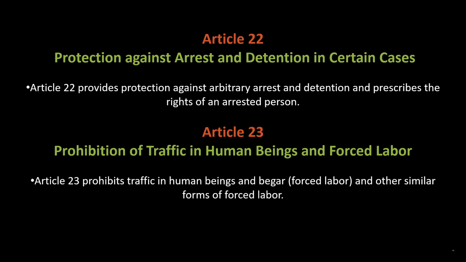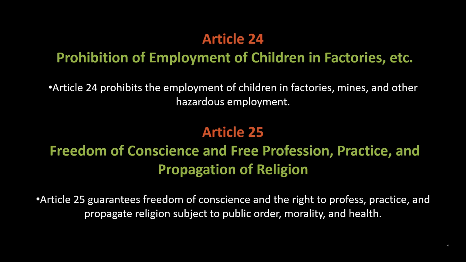Article 23. Prohibition of traffic in human beings and forced labor. Article 23 prohibits traffic in human beings and begar, forced labor, and other similar forms of forced labor. Article 24. Prohibition of employment of children in factories, etc. Article 24 prohibits the employment of children in factories, mines, and other hazardous employment.